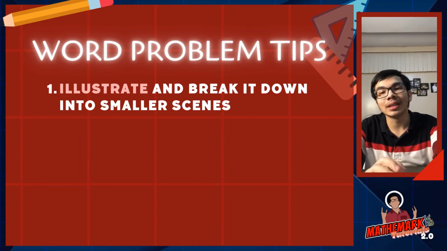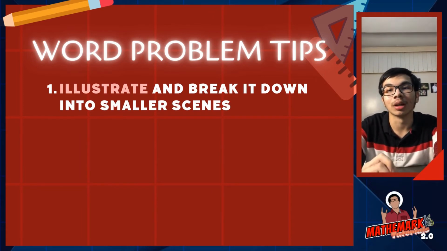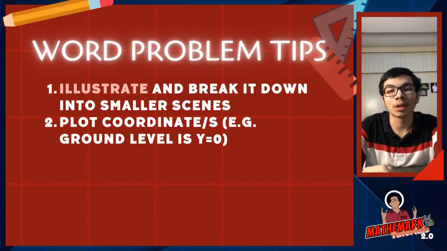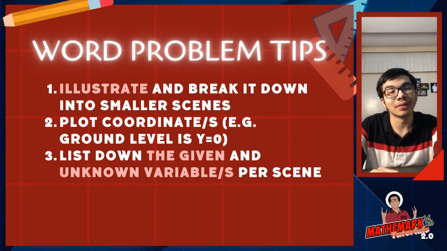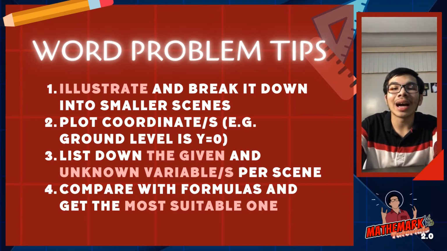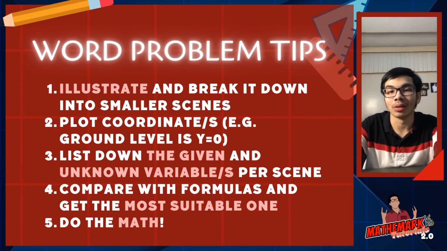I usually visualize the situation and break it down into smaller scenes, and that actually helps a lot. I also plot the position's coordinates, especially the y position, so I would know the initial and final position later, which will be shown later. I'll usually let the ground level y equals 0 to have a reference. Of course, I list down all givens and unknowns per scene, so I could get the formula that yields only one unknown variable. Then, I simply get the formula and do the math. Now, let's go to the word problem.